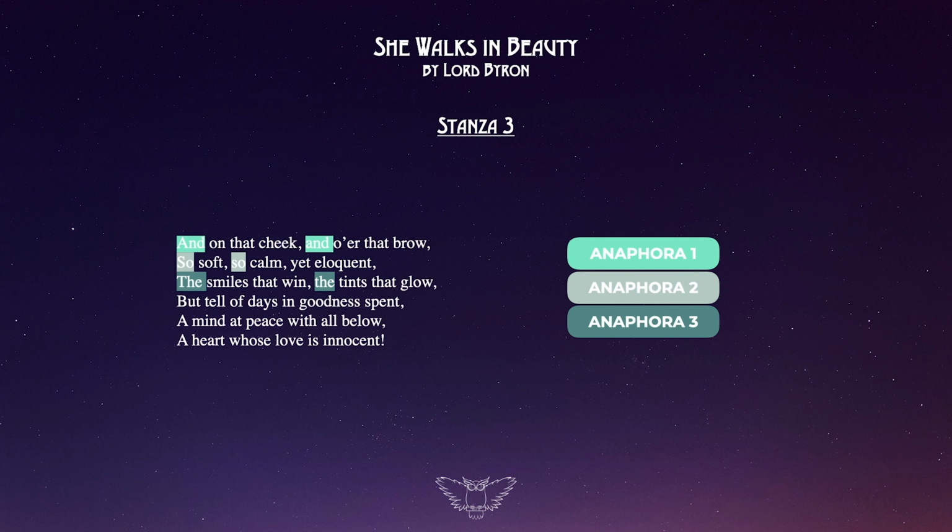until we've painted the picture of her features up close. And here we see, "and on that cheek and on that brow, so soft, so calm yet eloquent, the smiles that win, the tints that glow." Can you hear how he's vamping up his celebration of her beauty in that anaphora? And just again to bolster my argument that Byron is raising up both her looks and her personality.